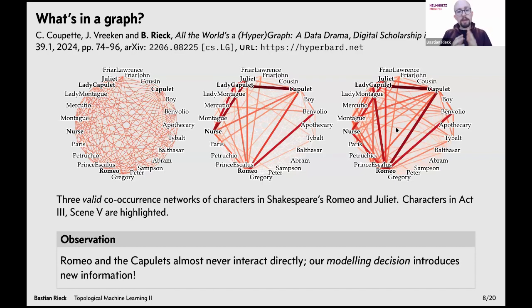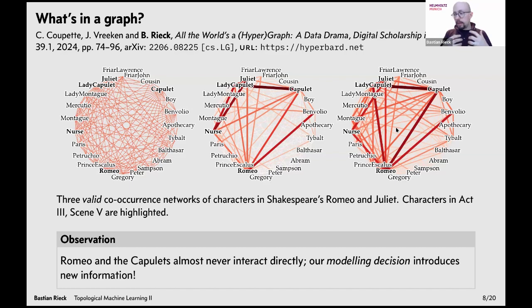And one thing that one of the networks might change is that there is no proper direct interaction between Romeo and the Capulets. So these are two different families. They're warring, right? And Romeo is the scion of one of the families, and the Capulets are from the other family. And they are not really interacting directly, but some of the visualizations and some of the co-occurrence networks make it seem like this is the case.